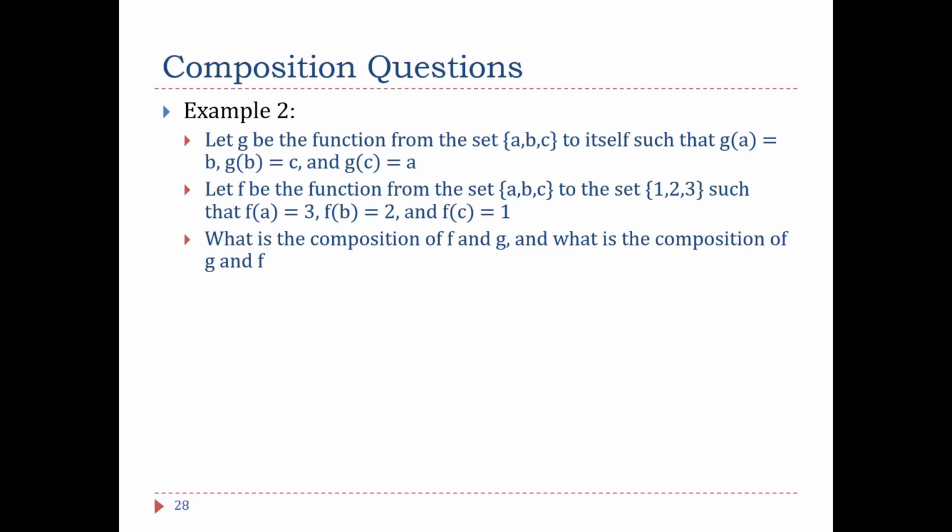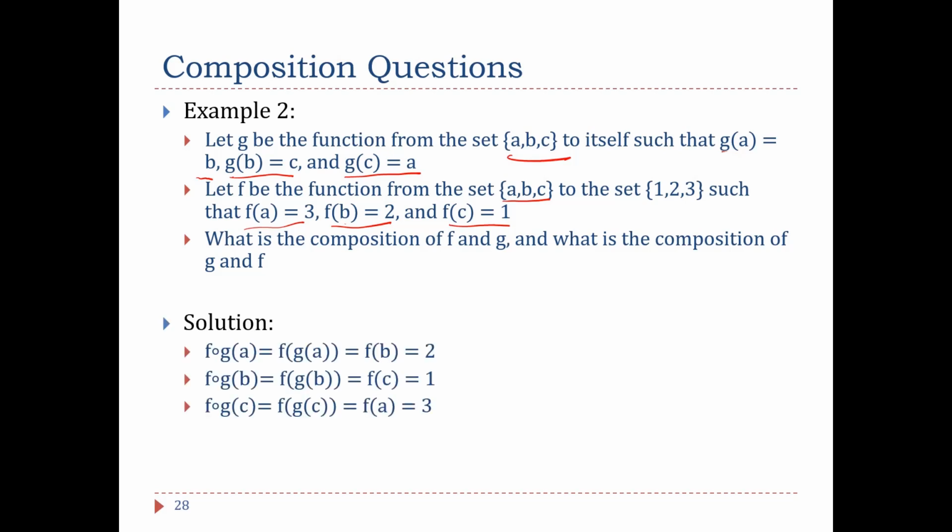A couple of questions in this example. Let g be the function from the set {a, b, c} to itself, such that g of a is equal to b, g of b is equal to c, and g of c is equal to a. And let the function f map the elements a, b, c to 1, 2, 3 in this way: f of a is 3, f of b is equal to 2, and f of c is equal to 1. Then in this case, what would be the composition of f and g? And what is the composition of g and f?